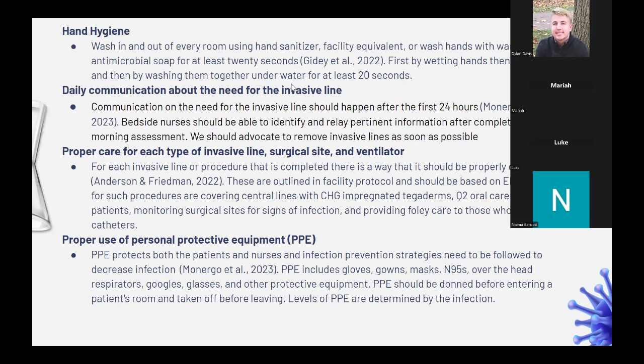So we're going to make sure that we wet our hands first, then we're going to add our soap and scrub our hands together, and then we're going to wash them together under the water for at least 20 seconds.